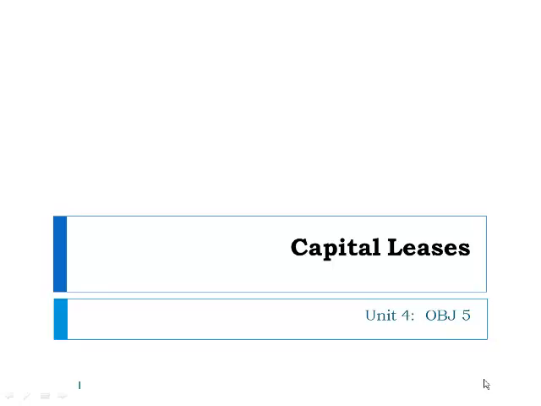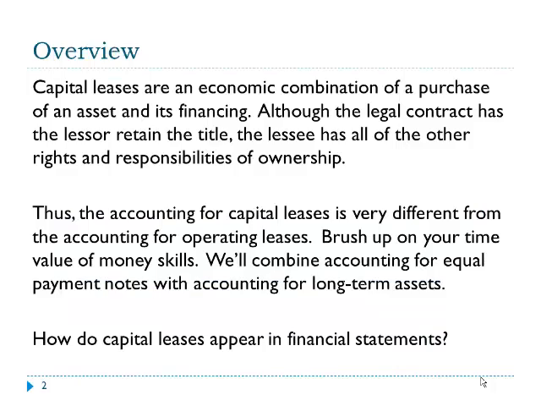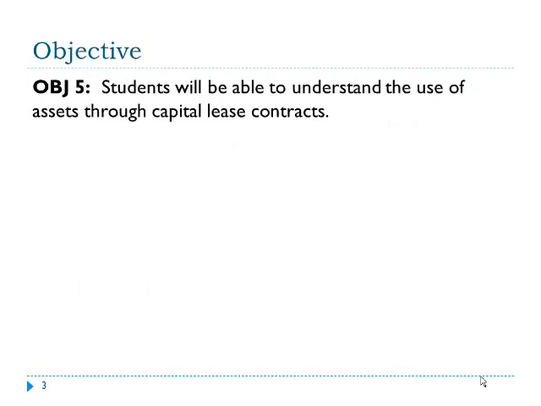Welcome to Objective 5 in Unit 4 of Accounting 3310. This is the second part of our discussion on capital leases. We've already discussed the criteria to determine whether something is a capital lease. Now we're going to take a look at the accounting for capital leases.